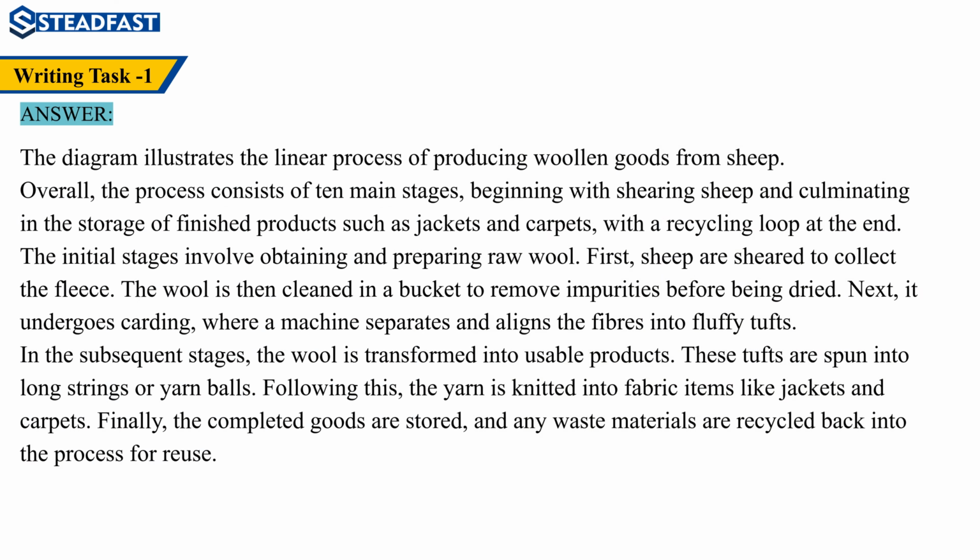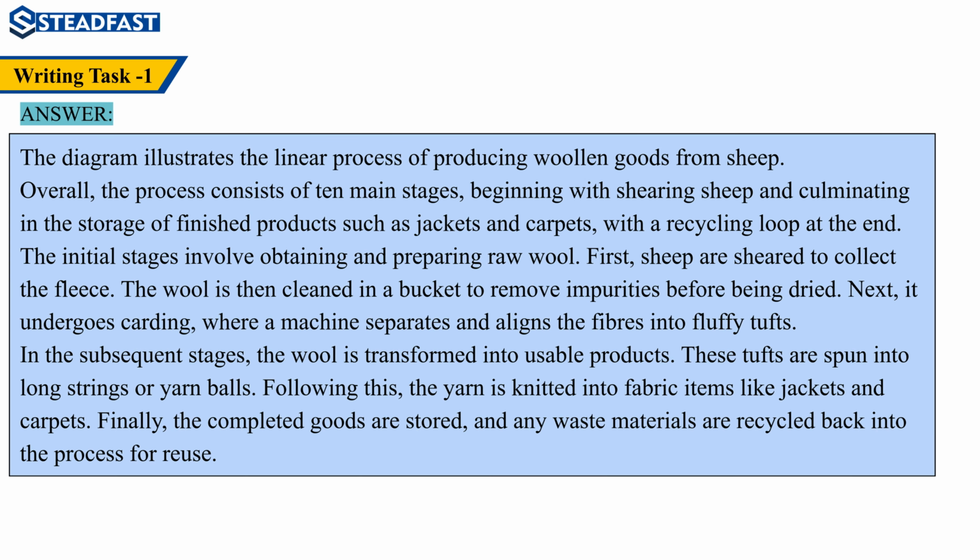Now let's see a sample answer. The diagram illustrates the linear process of producing woolen goods from sheep. Overall, the process consists of 10 main stages, beginning with shearing sheep and culminating in the storage of finished products such as jackets and carpets, within a recycling loop at the end. The initial stages involve obtaining and preparing raw wool.